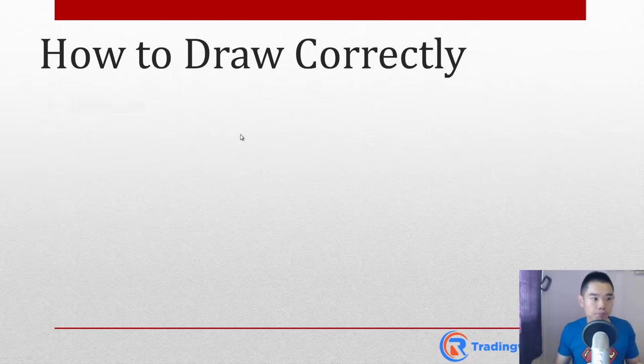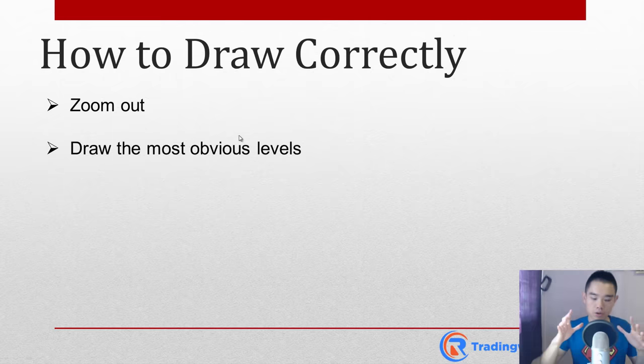Technique number one: zoom out your charts. You want to zoom out so you can see the so-called big picture, all the relevant number of candles in it. Because if you only have like 20 candles on your chart, it's going to be difficult to draw those levels. So zoom out your charts. I typically have about 400 plus candles on my chart. If I'm not wrong, it's about 470 for me. So that's how much I zoom out.